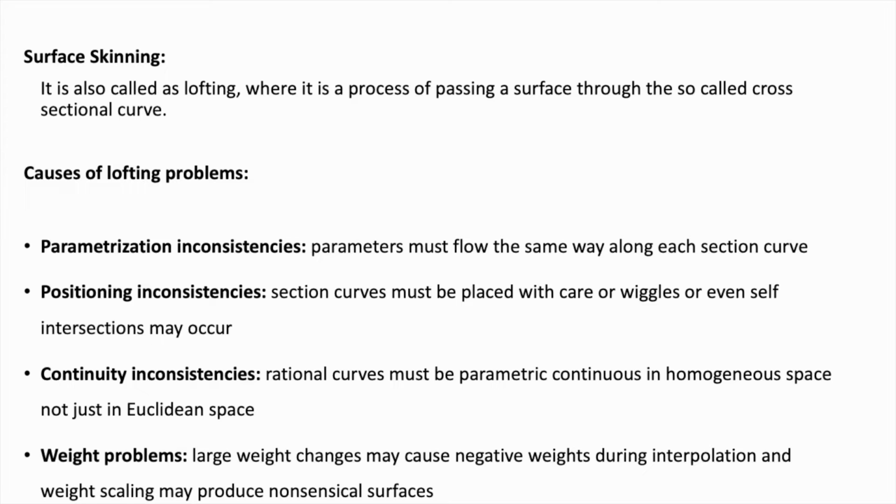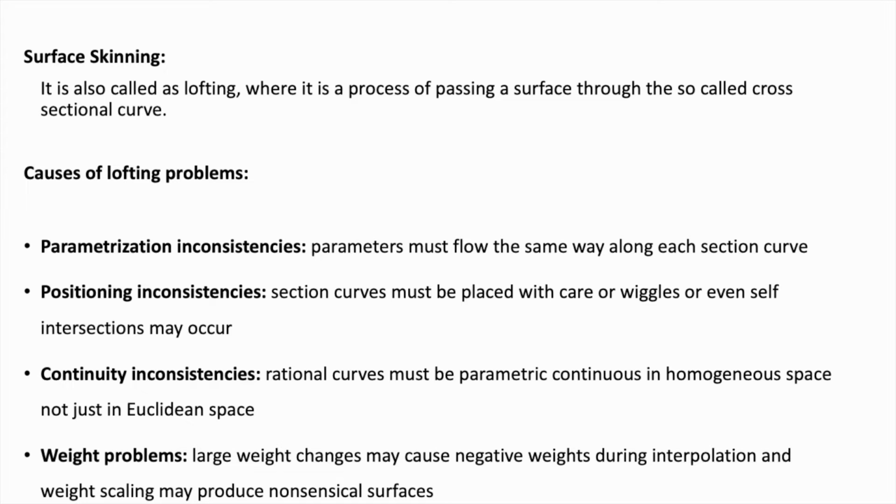In the parameterization inconsistency, parameters must flow the same way along each section curve. Now the position inconsistency: the section curves must be placed with care, or wiggles or even self-intersection may occur, so that we may not achieve the required design. Continuity inconsistency means rational curves must be parametrically continuous in homogeneous space, not just in Euclidean space.